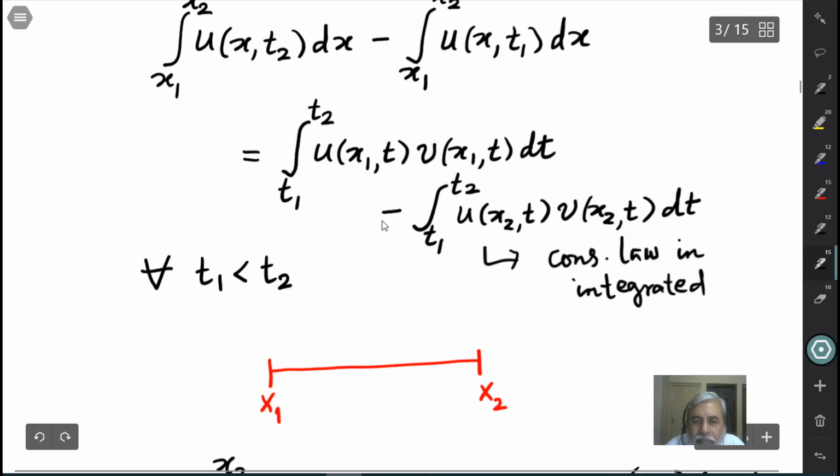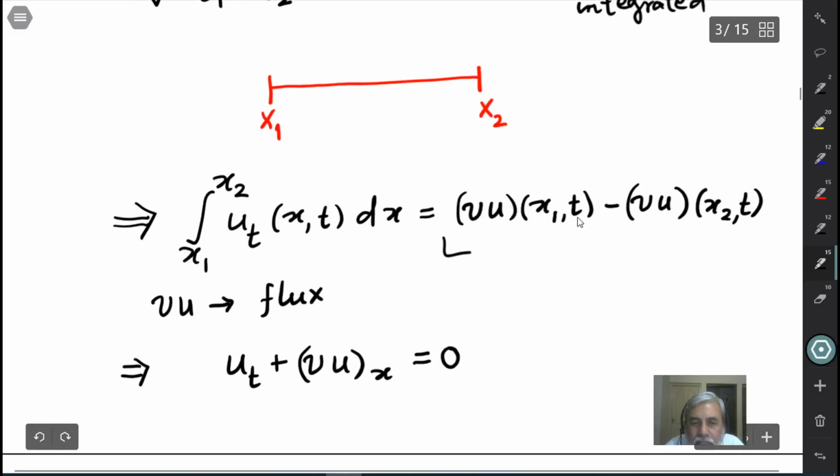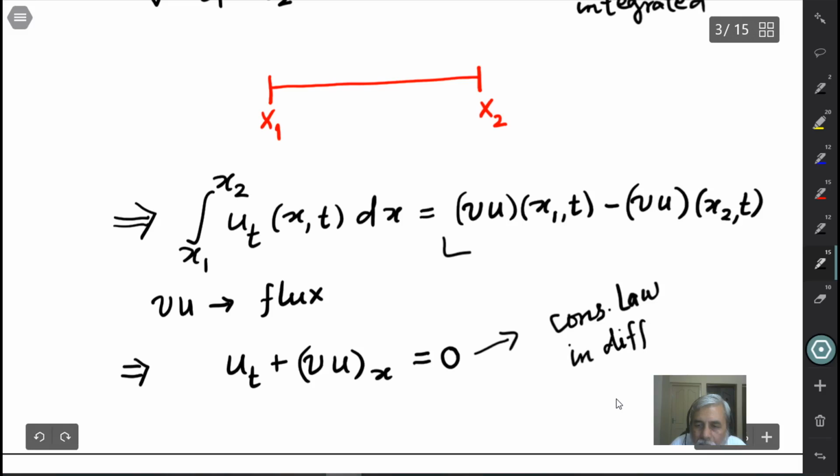And provided the quantities in question are continuous, so u_t should be continuous and vu should be continuous, this is the conservation law in differentiated form. So that is a differential equation, again a first order equation, a first order partial differential equation.